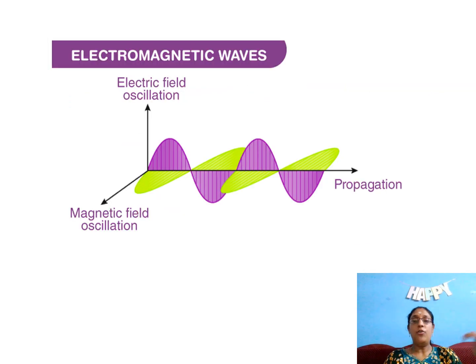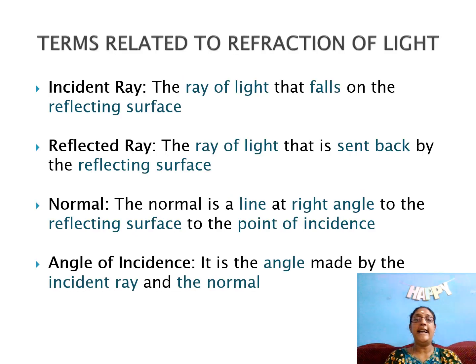Now I'll show you the representation of electromagnetic waves. I told you already, this is your electric field oscillation and this is your magnetic field oscillation. See, both of them are perpendicular to each other. And this is the propagation. I have highlighted the electric field oscillation and the magnetic field oscillation in different colors. So that is your electromagnetic wave.